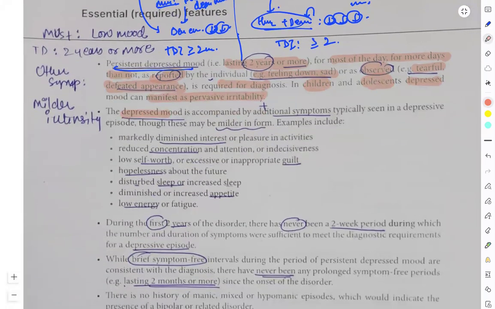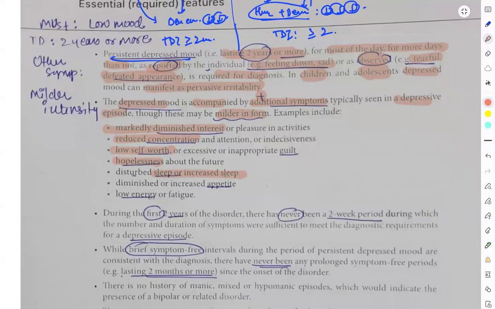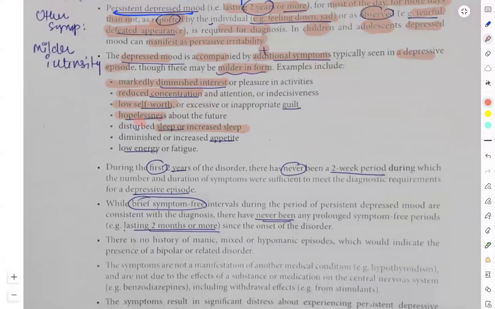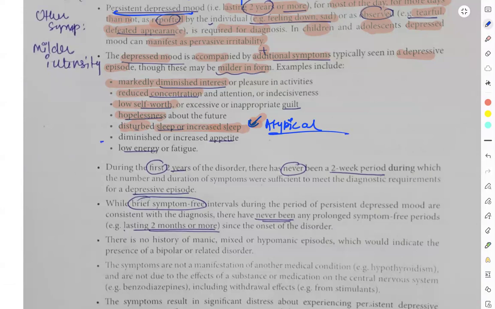The depressed mood is accompanied by additional symptoms typically seen in depressive episode, so in milder form. So this could be the similar cluster of symptoms which we saw in depressive episode: diminished interest, reduced concentration, self-worth, hopelessness, decreased appetite, disturbed sleep or increased sleep. So it's like a reversal of vegetative symptoms, or you can say atypical type of dysthymic disorder. Diminished or increased appetite, low energy or fatigue. Okay.